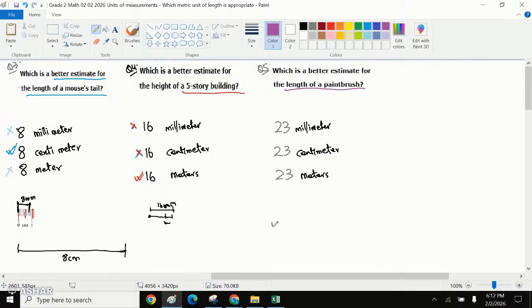Can we have a paintbrush with this length approx? Can we have a paintbrush this big? Yes. Thank you, Precious. 23 centimeter is a better estimate for the length of a paintbrush. Yes, 23 centimeter. Thank you.